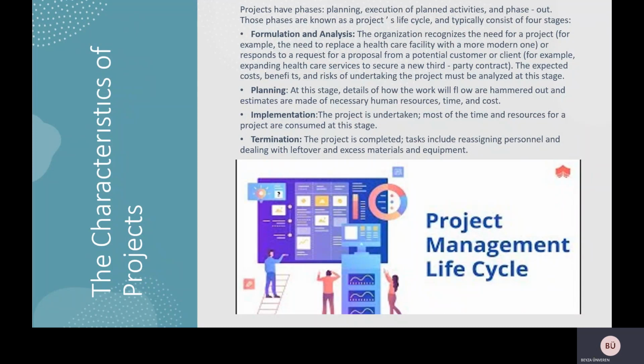Planning. At this stage, details of how the work will flow are hammered out, and estimates of necessary human resources, time, and cost are made. Implementation. The project is undertaken. Most of the time and resources for a project are consumed at this stage. Completion. The project is completed. Tasks include reassigning personnel and dealing with leftover and excess material and equipment.